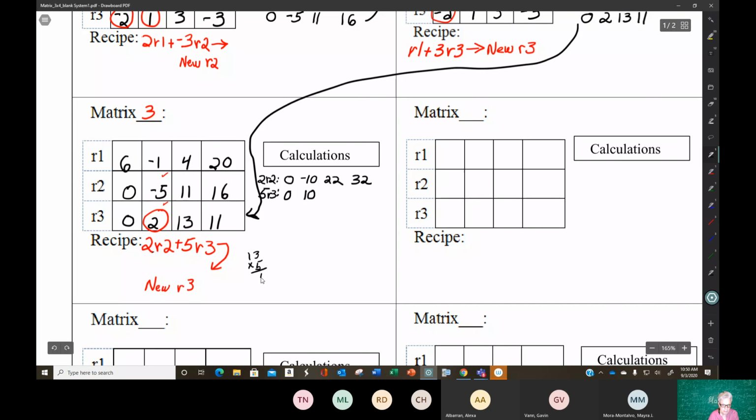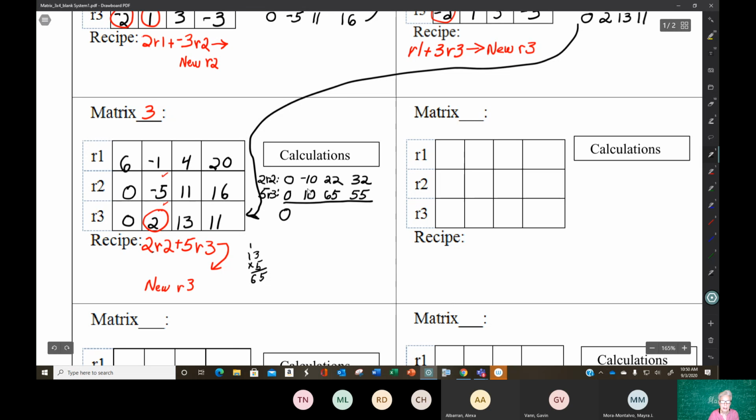5 times 3 is 15, carry the 1. 5 times 1 is 5, plus 1 is 6. That'll be 65. I hate big numbers. And 5 times 11 is 55. I get nervous as soon as they start appearing, but they appear a lot. Okay, now we add the two lines together.